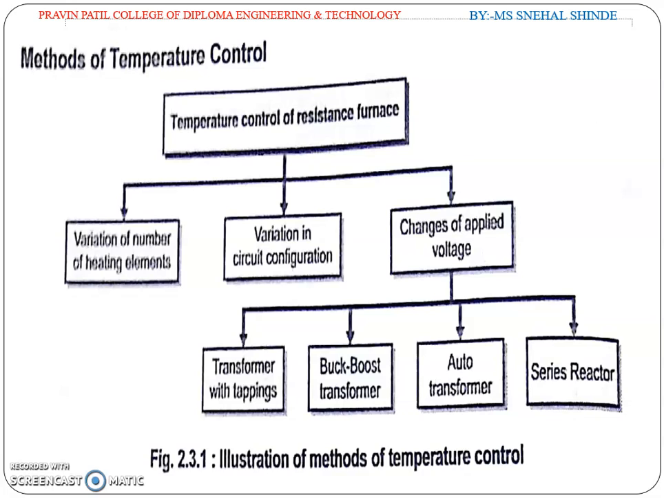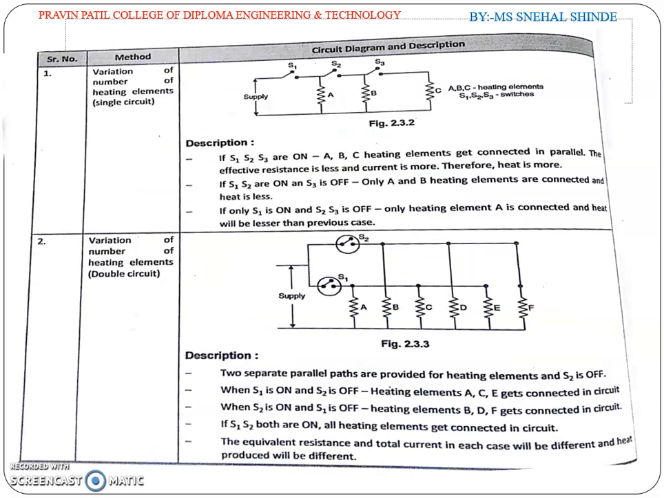In the changes of applied voltage, there are four classifications. First is the transformer with tappings. Second is buck boost transformer. Third is auto transformer, and fourth is the series reactor. So we will see one by one. In the first, variation of number of heating elements single circuit.